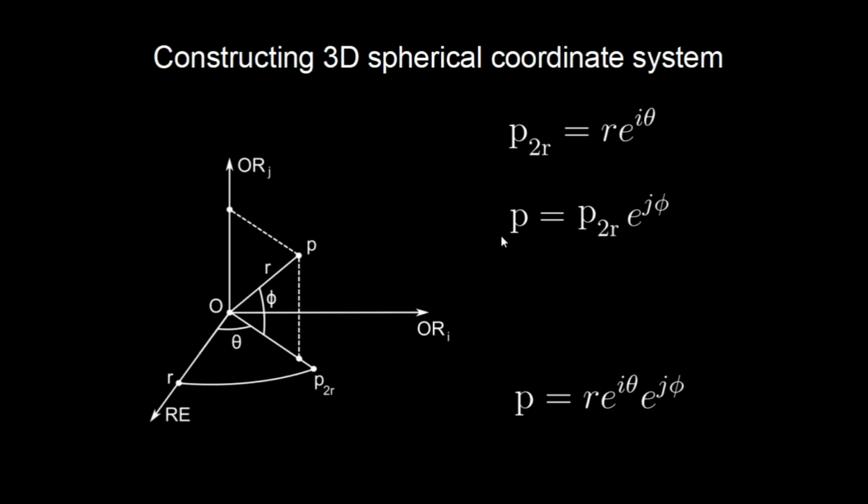Combining these two, we obtain this final result for the position number in 3D spherical coordinates. P is position number, which is equivalent to 3D complex number. R is the magnitude of the position number. E to the power I theta is the rotation factor for the second dimensional plane. E to the power j phi is the rotation factor for the third dimension in the j direction, which is the ORJ axis direction.